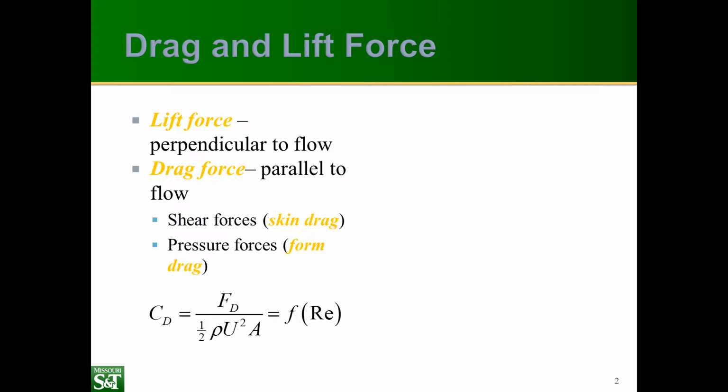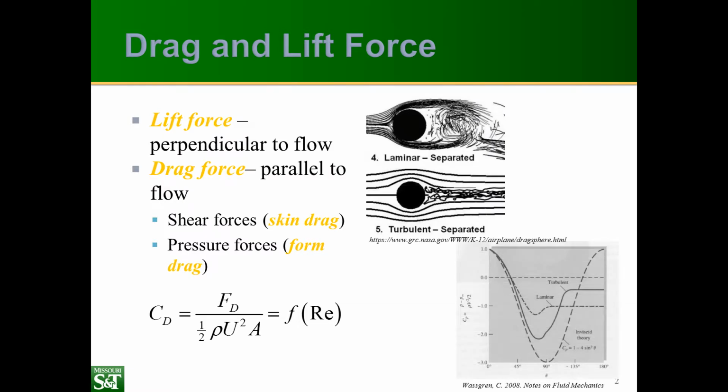If we look at bluff bodies, boundary layer separation becomes very important. On the front of the body, the pressure is decreasing as we move around it, and that's promoting the boundary layer to stay attached. And so inviscid flow theory actually works pretty good on the front side of the body. We can see from the graph that the inviscid flow theory matches with experimental data pretty well.